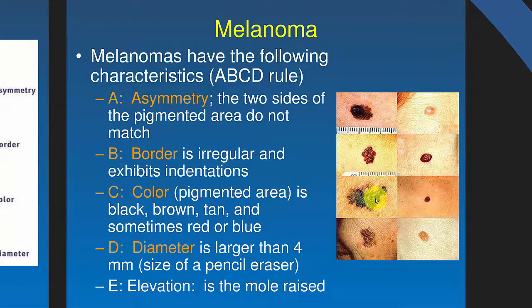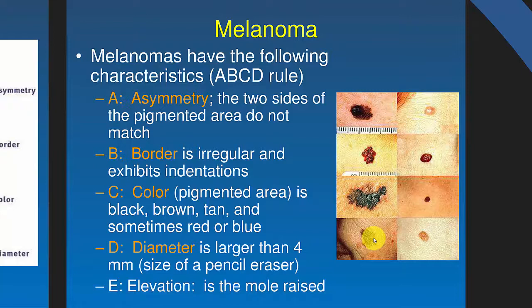Also, because in melanoma, there might be increased melanocytes, or there's more cells in one particular place than others, you'll notice color variations. So if there's multiple different colors, it's probably melanoma. If it's one uniform color, then it's probably just a mole. Diameter, if it's less than 4 millimeters, which is about the size of a pencil eraser, it's probably a mole. If it's bigger than that, it's probably cancer. It's probably melanoma.